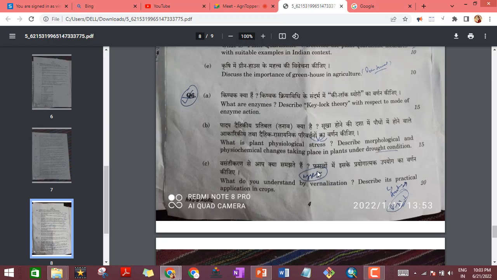Even a physiologist will not be able to write in 4 pages; we know maybe 1 or 2 pages properly about vernalization, describe its practically. They are asking for 20 markers, so you should know that this question should not be attended. This question should be marked crossed because this is very risky.